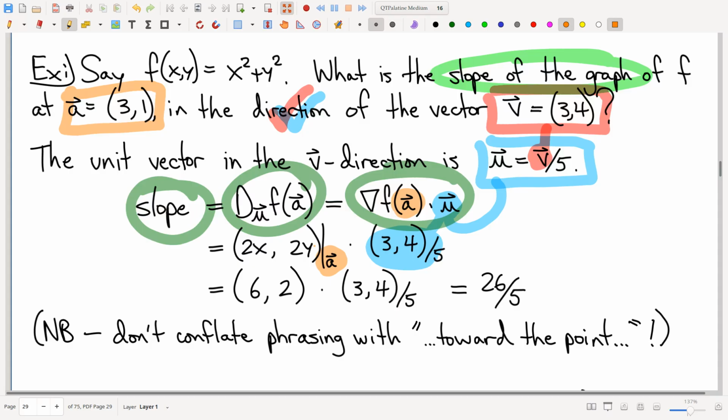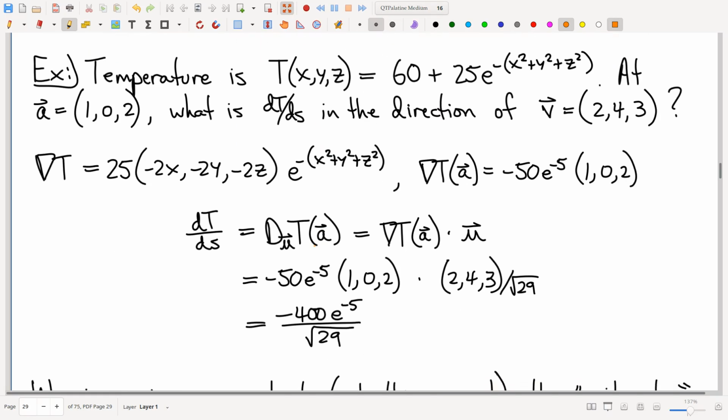All right, here's another one. This is very similar in a lot of ways. Excuse me, I thought I had a hiccup coming. Okay. All right. So we've got a function T. This one happens to be temperature, whatever. And we've got a formula. We're looking at a particular point. Notice what the question is asking is, what is dT/ds? So how fast does this temperature change per unit distance?